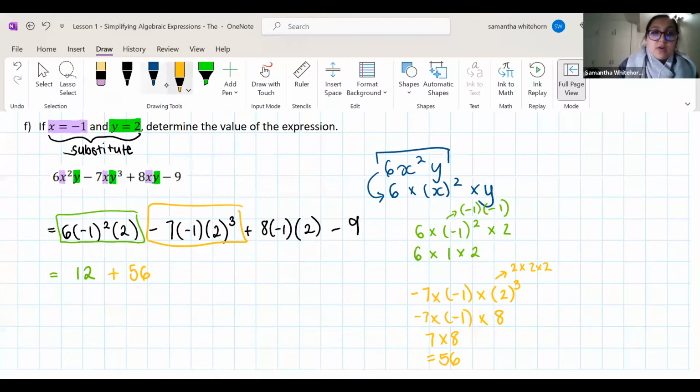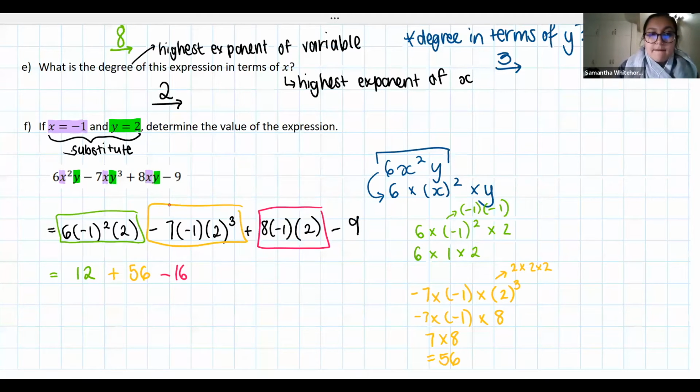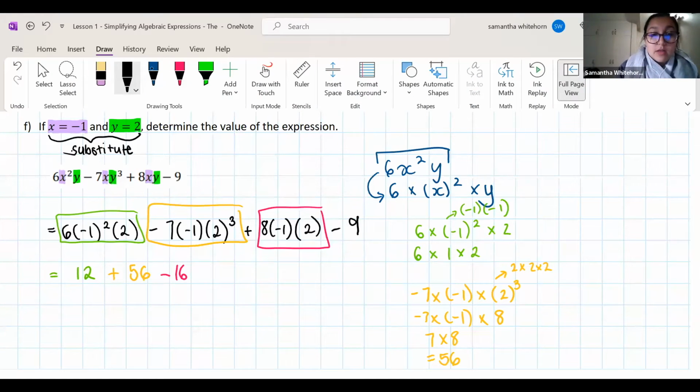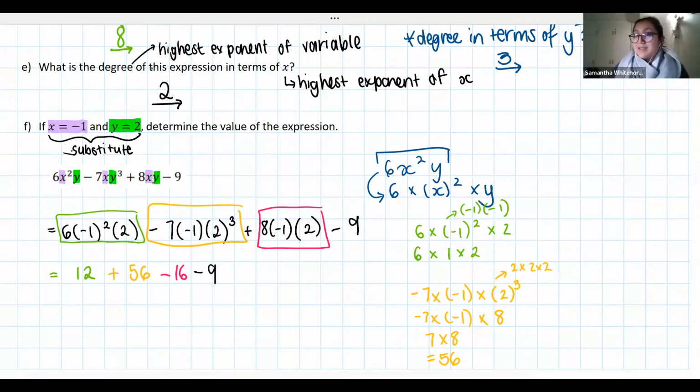If I now have a look at my third term, 8 times -1 is -8, times 2 is -16. And then the last term is just -9. There's nothing going on there that I need to stress too much about. So now we add and subtract all of those things. Again, just do it on a calculator so that you know what you're doing is right. But if you can do this in your head, well done you. 12 plus 56 is 68, minus 16, minus 9 gives us 43.